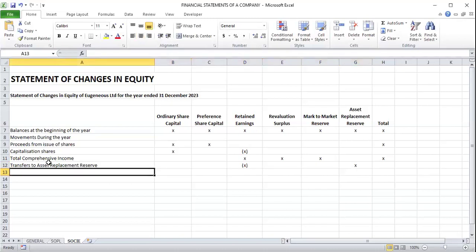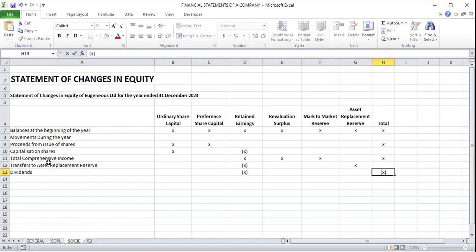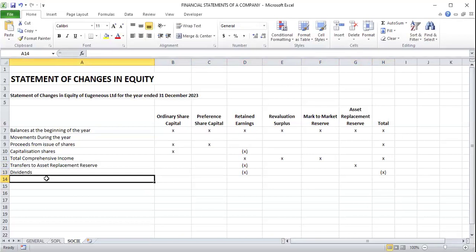Right. We can also have dividends. Right. Both interim and final. Right. Interim dividends, as we illustrated in our previous classes, are dividends that are paid during the year. And final dividends are those dividends that are paid at the end of the year. Right. Then we'll have our balances at the end of the year.